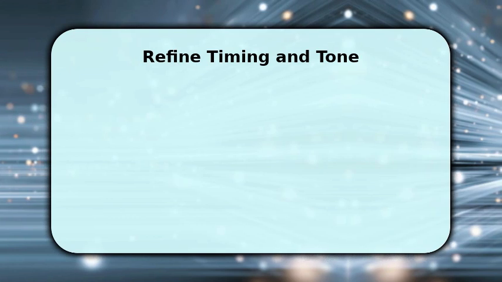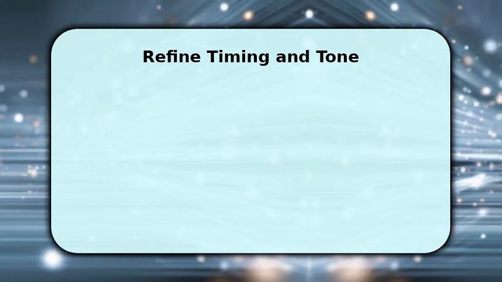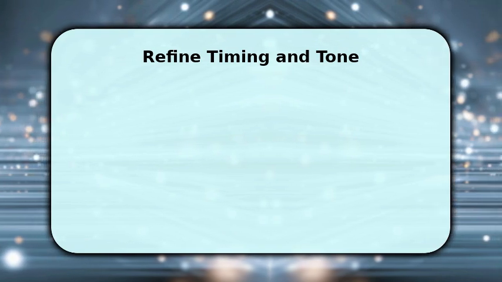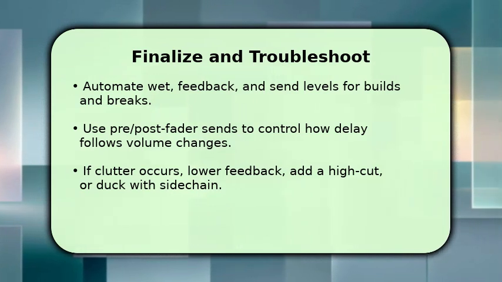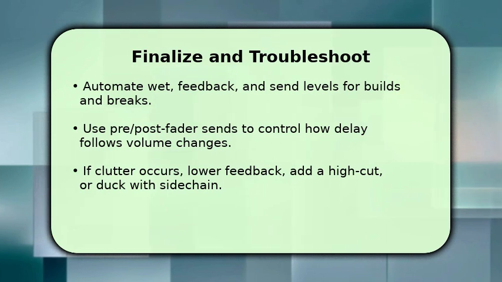Then sculpt the repeats with the delay's high-cut and low-cut filters to remove harsh highs and muddiness. Make sure to automate delay parameters where sections need more or less presence. Finish by automating wet, feedback, and send levels so the delay supports arrangement changes without overwhelming the mix.